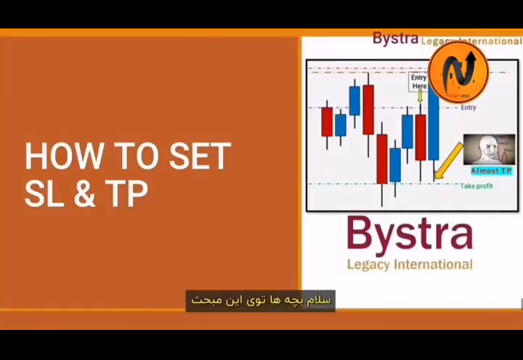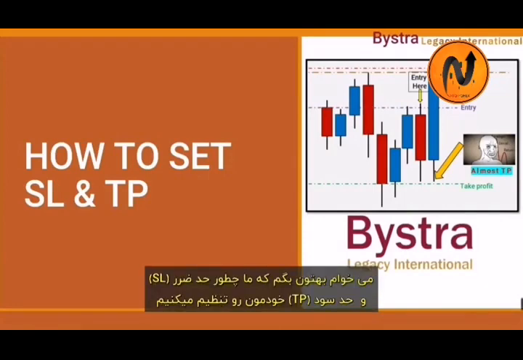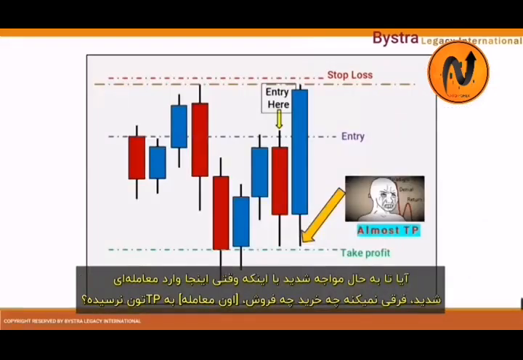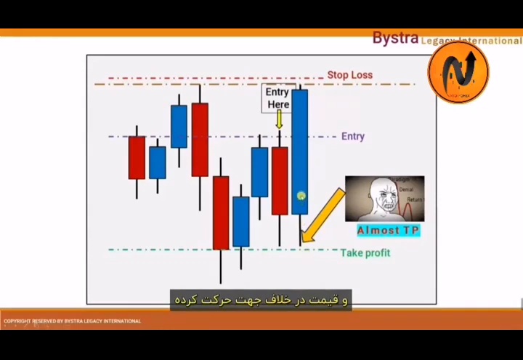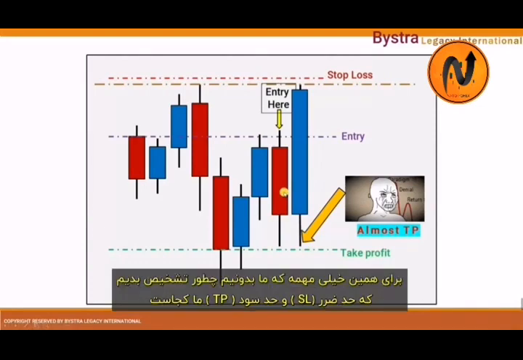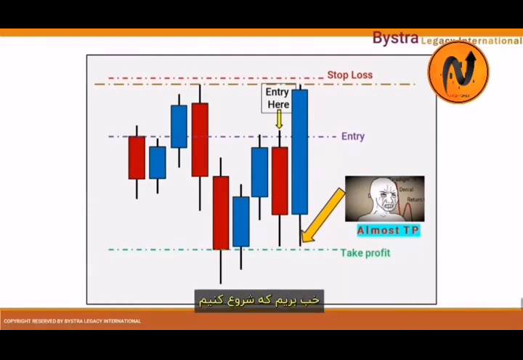Hello guys, in this topic I'll be telling you how we set our stop loss and our take profit. Have you ever encountered, whenever we have an entry, doesn't matter whether it's a buy or a sell, that it didn't touch our take profit but the price has gone in the opposite direction? Yes, it happens to most traders. So it is very important that we know how to identify where our stop loss and take profit areas are. So let's get started.